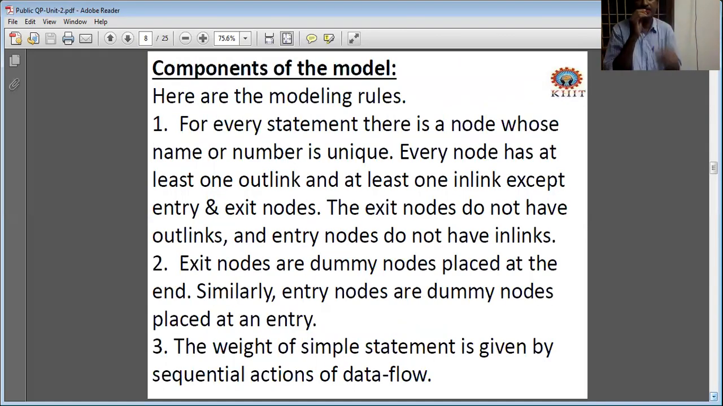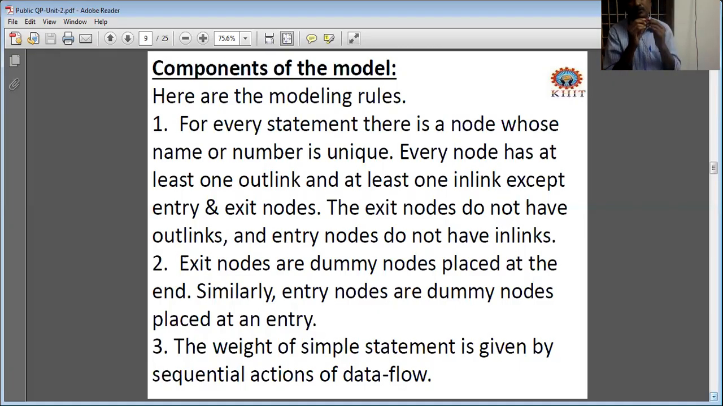Components of the model. Here are the modeling rules. Number one: for every statement there is a node whose name or number is unique. Every node has at least one inlink and at least one outlink, except the entry and exit nodes. The exit nodes do not have outlinks and the entry node does not have inlinks.